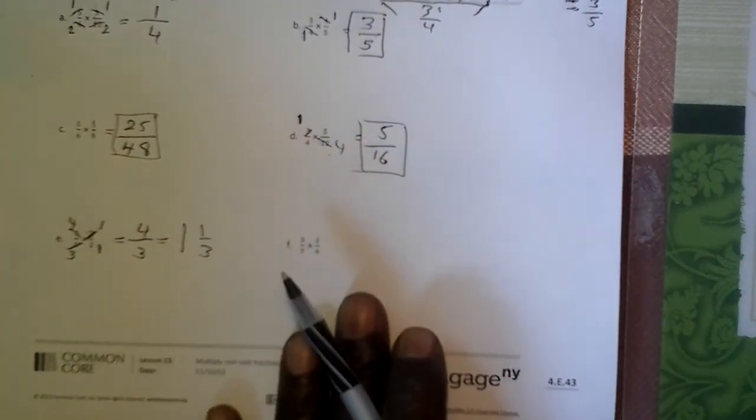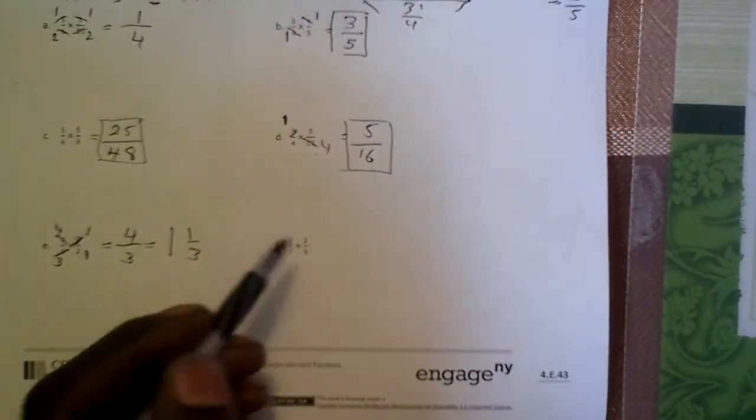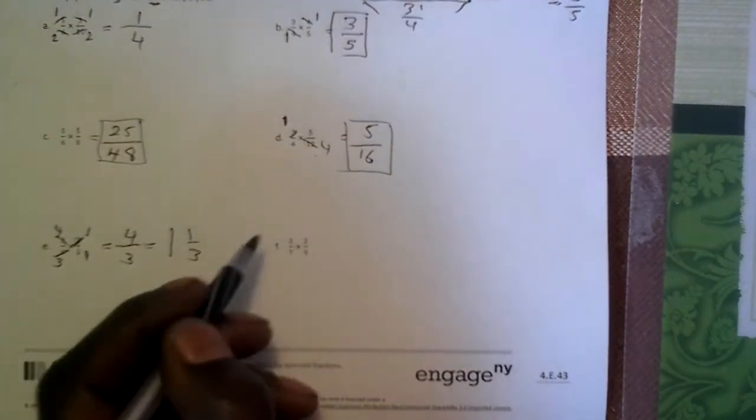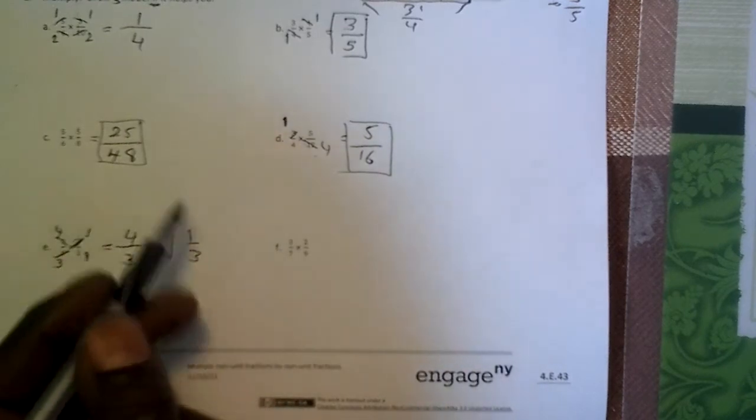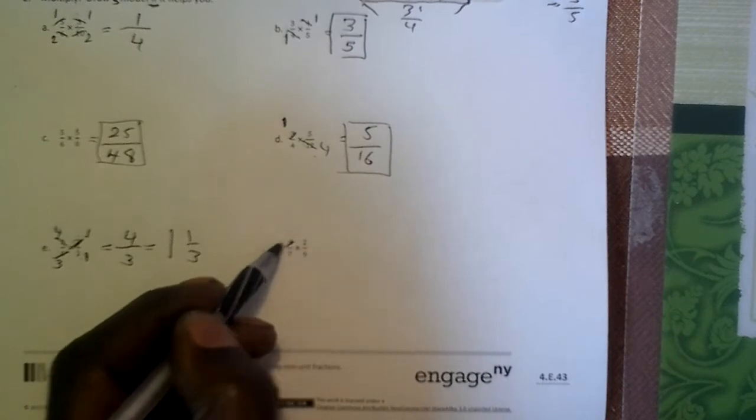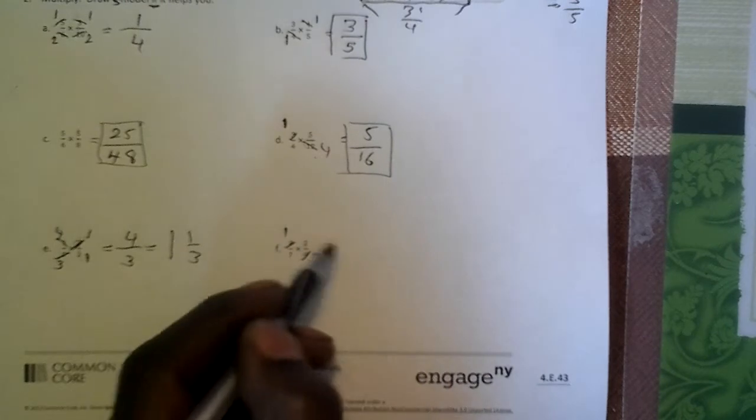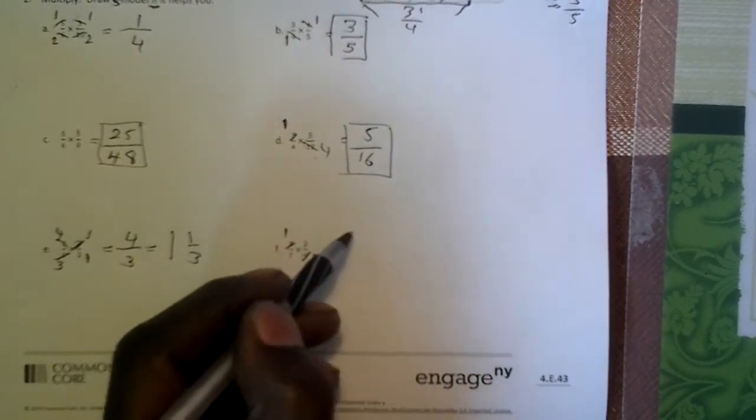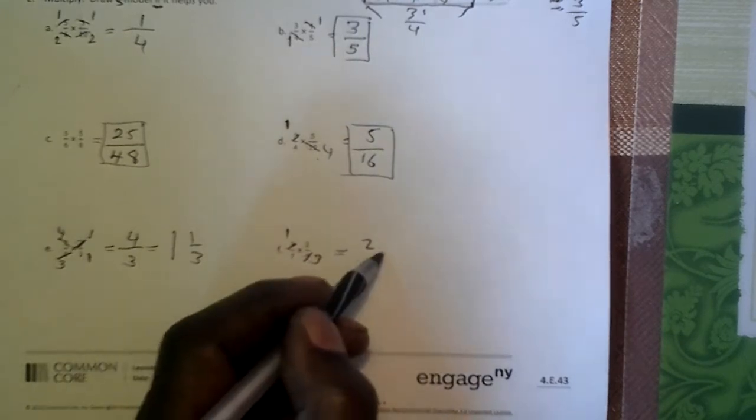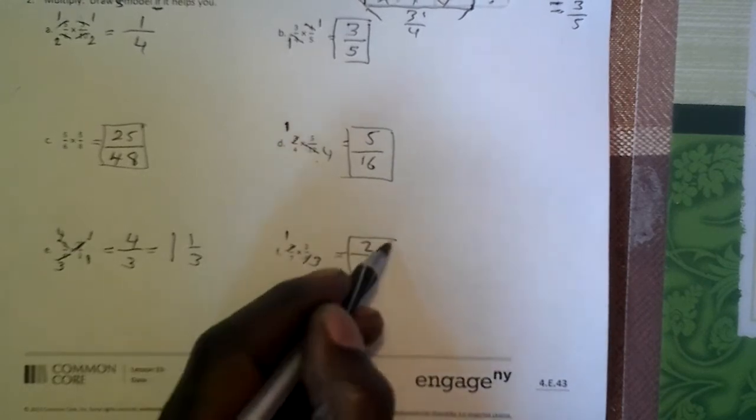Last one in this section is 3/7 times 2/9. Okay? So can we simplify? Yes, we can. 3 and 9 share the same factor, which is 3. So 3 divided by 3 is 1. 9 divided by 3 is 3. Equals, so we have 1 times 2, which is 2, over 7 times 3, which is what? 21. So we have 2/21.